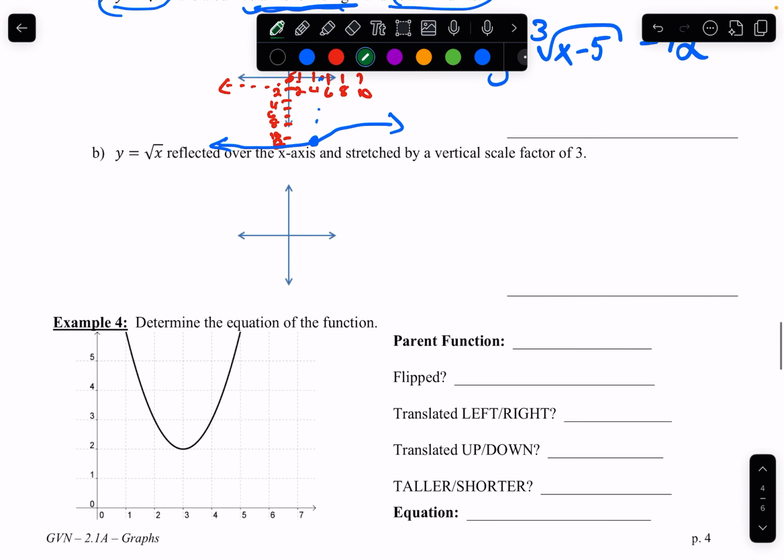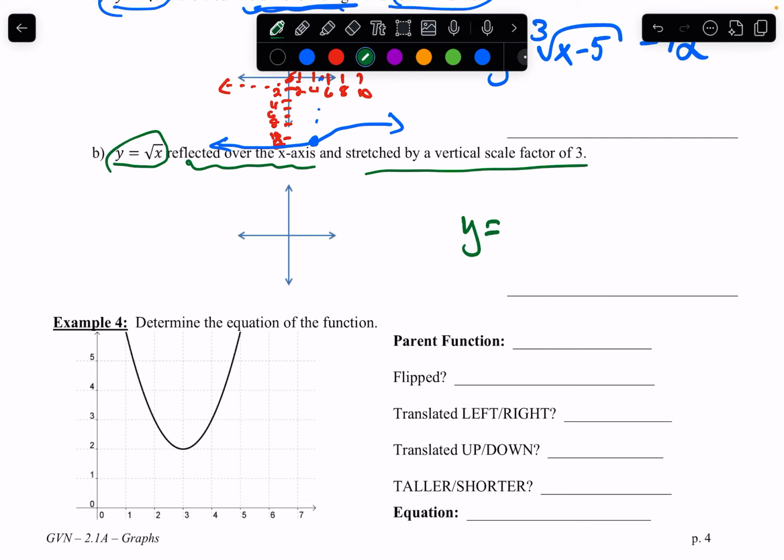Okay, next one is a square root reflected over the x-axis and stretched by a vertical scale factor of 3. So y equals, and we have the square root. Reflected means that there's a negative sign in the front, and stretched by a scale factor of 3 goes in the front as a 3.